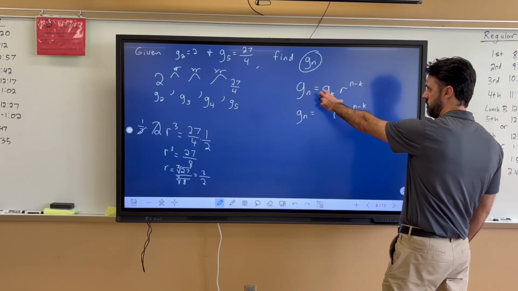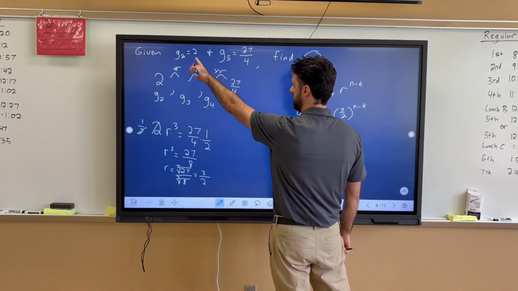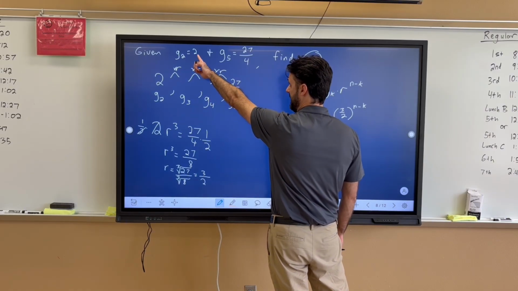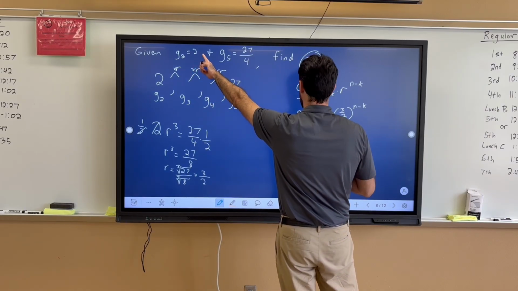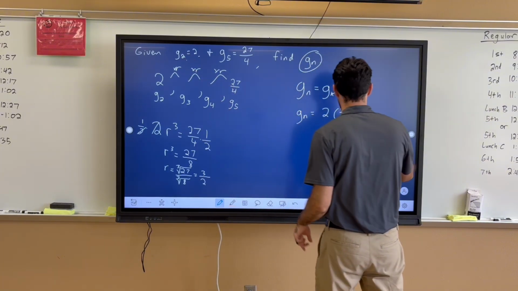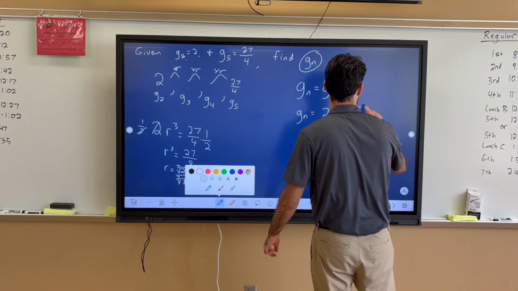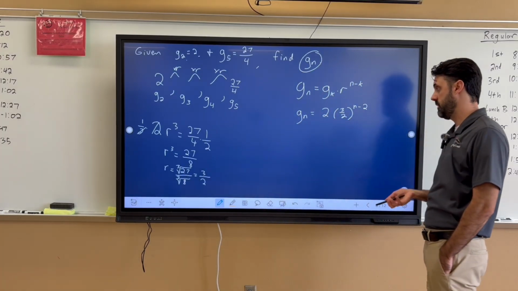So g sub k, we could get from the problem. It could either be the second term or the fifth term. I'll go with the second term this time. So the second term is 2. So I'm going to put that 2 right here. And then because I'm using the second term, k is just going to be 2. All right, so this is our formula.